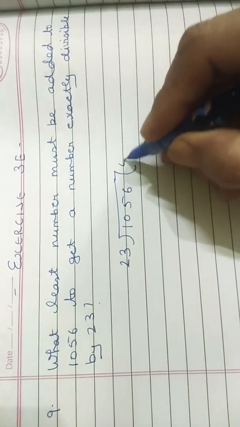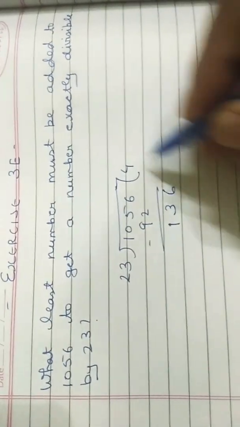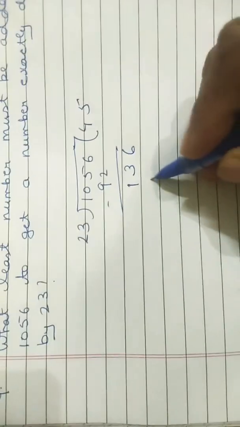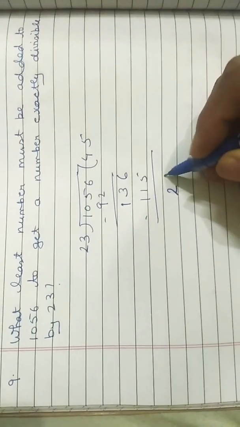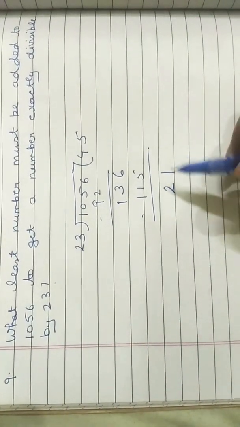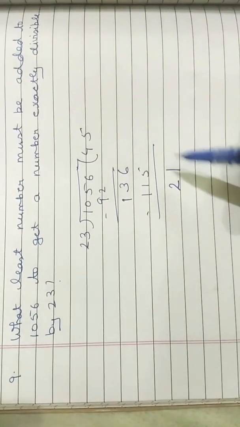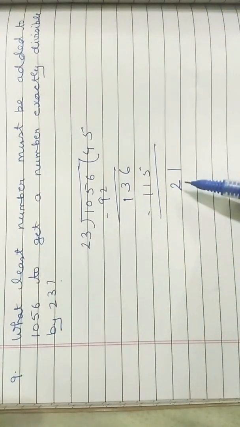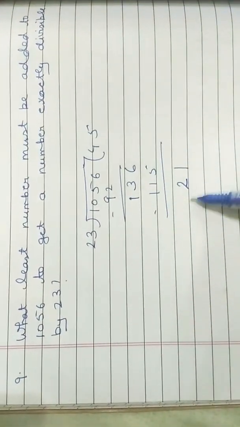Now 23 4 ja 92, 136, 23 5 ja 150. Our remainder is 21. Now to make it completely divisible, it is short by 2. If it will be 23, then it will go by 6, not by 5. So it is short by 2.